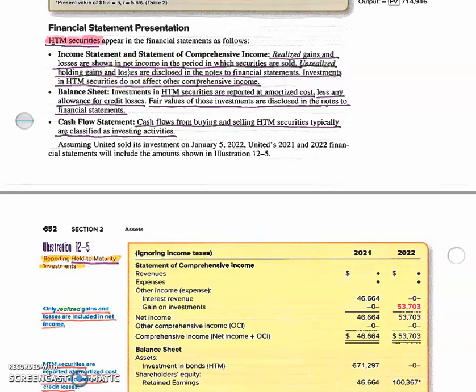They're reported on the balance sheet at amortized cost, less any allowance for credit losses. There's amortized cost. Fair value is ignored, so it doesn't play a part up here in the income statement. On the statement of cash flows, buying or selling of held to maturity securities are in the investing section under investing activities, and interest revenue shows up under operating activities.